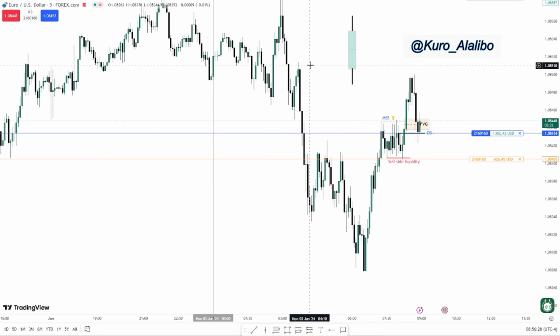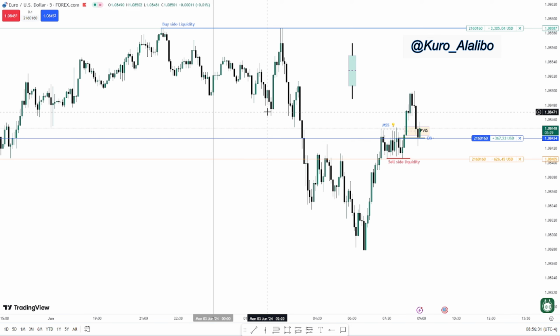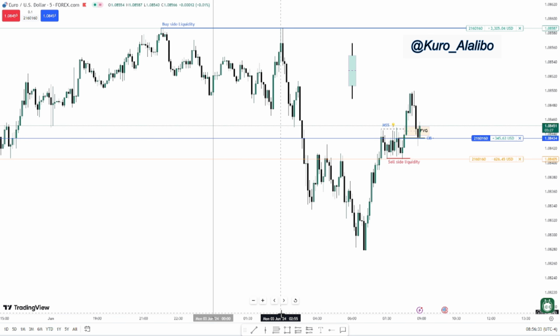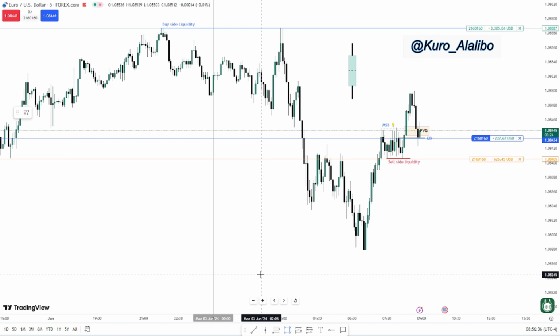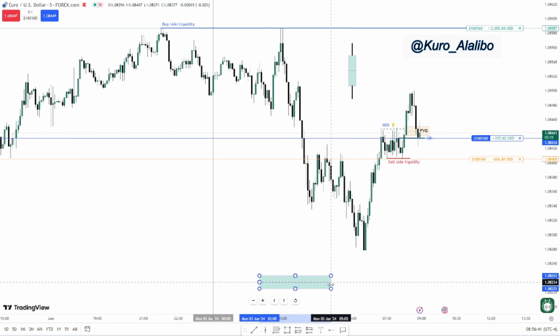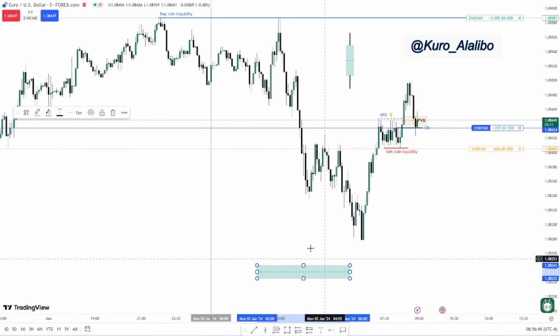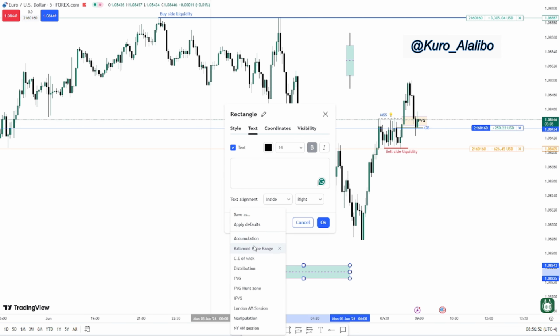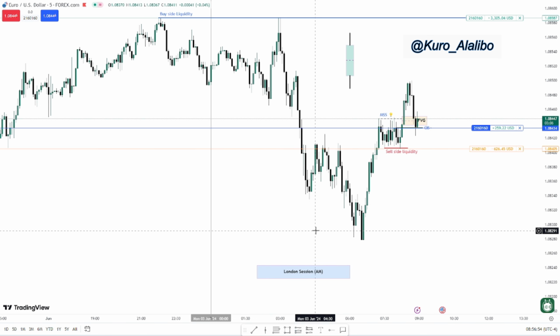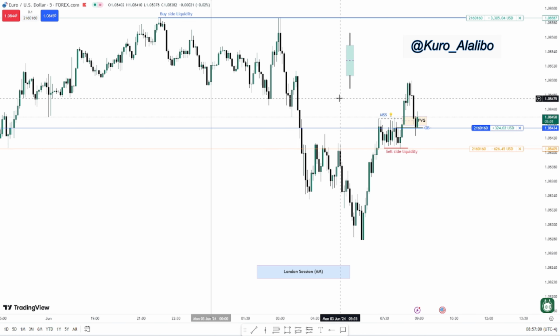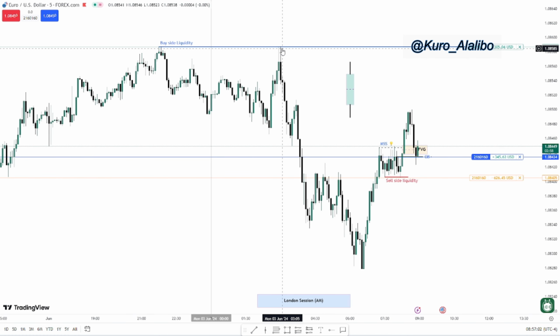With that being said, we see the market rally. The London session is over, and the London session spans from 2 o'clock New York time to about 6 a.m. New York time. This is the London AM session. That's what the London session has done. The London session has rallied down, so we can expect price to come back up in the New York session to take this out.